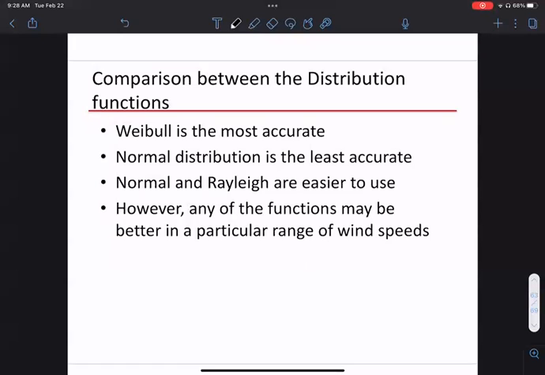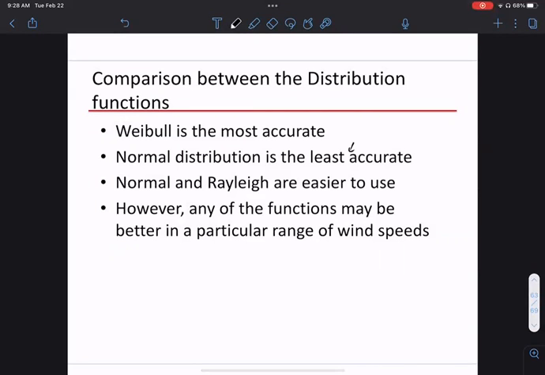All right, so it's just a comparison of the distributions we have seen. Again, Weibull is most accurate because with those two parameters you can fit a lot of things. You can pretty much fit anything you see. With Weibull plus the truncating of the distribution, this will cover most of it. Normal makes a lot of assumptions and is easiest to use, although this depends.